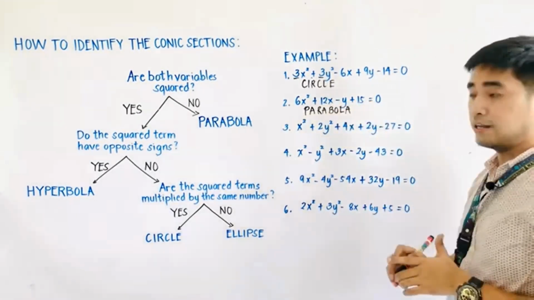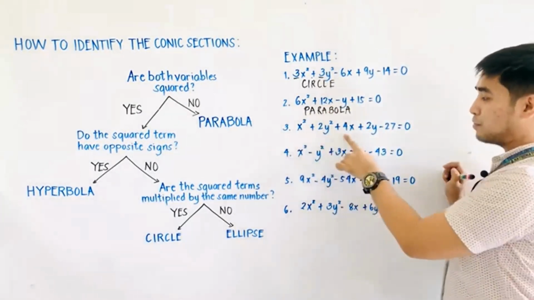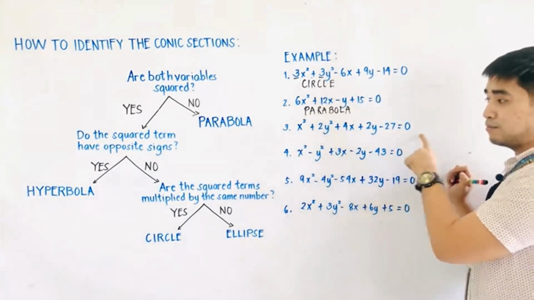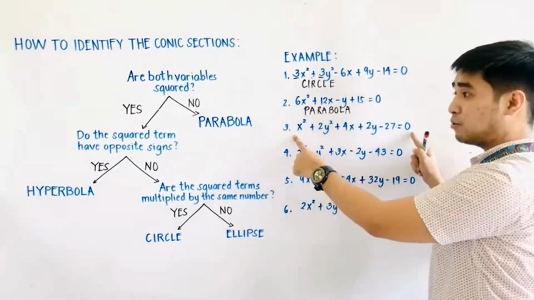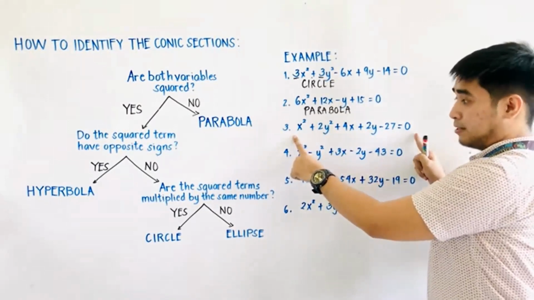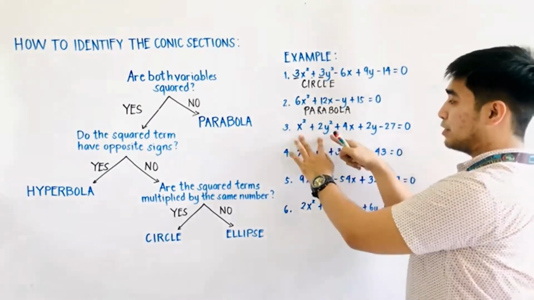For the third one, x squared plus 2y squared plus 4x plus 2y minus 27 is equal to 0. Let us go back to our guide question. Are both variables squared? Yes, we have x squared and 2y squared.